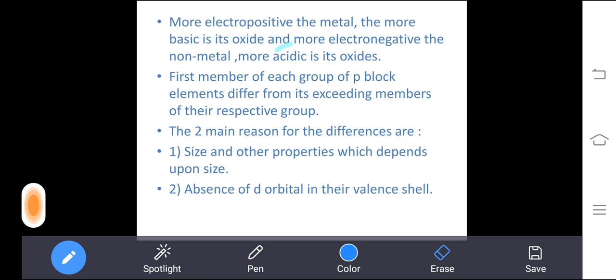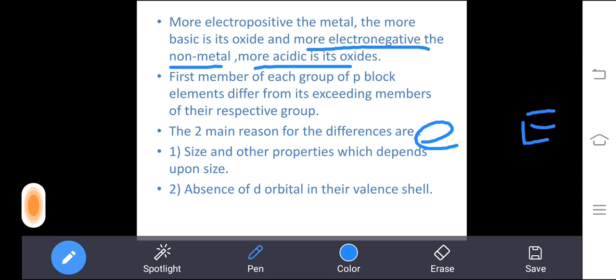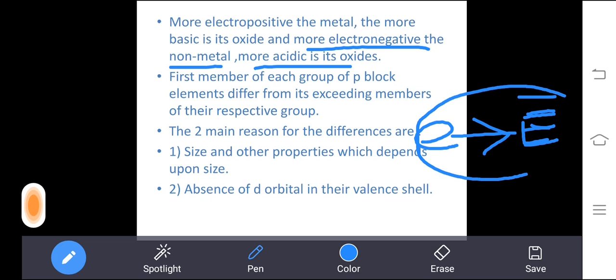So the more electropositive the metal, the more basic its oxides. And the more electronegative the non-metal, the more acidic. Because electronegativity is the tendency of an element to attract electrons towards itself. When it gains electrons, it gets a negative charge. So metals are electropositive, and non-metals are electronegative.